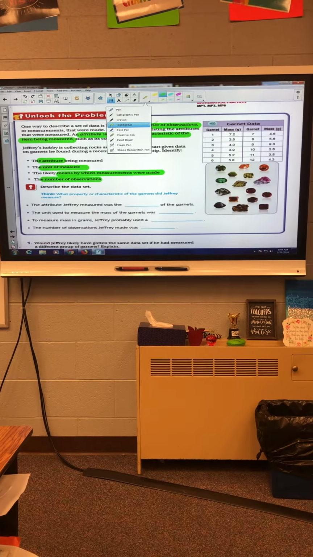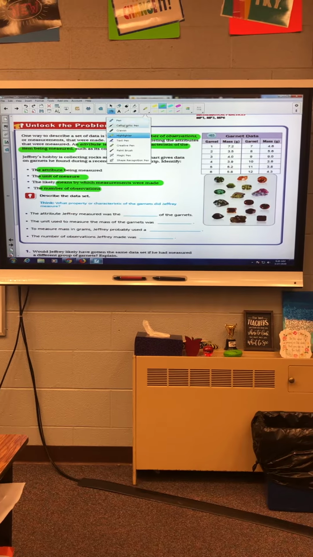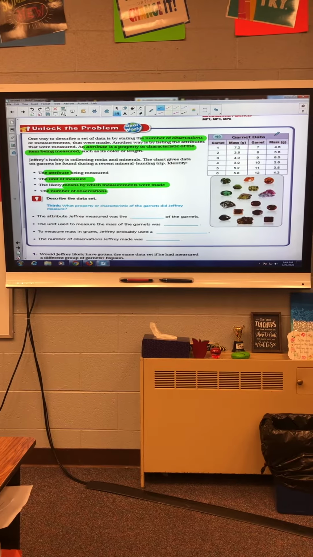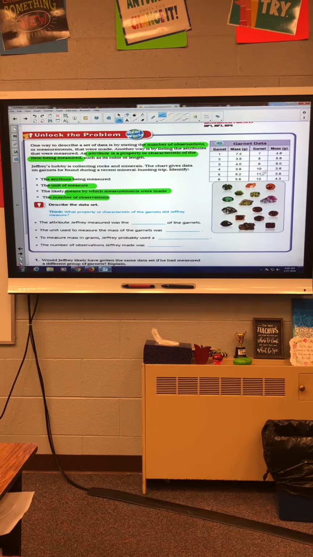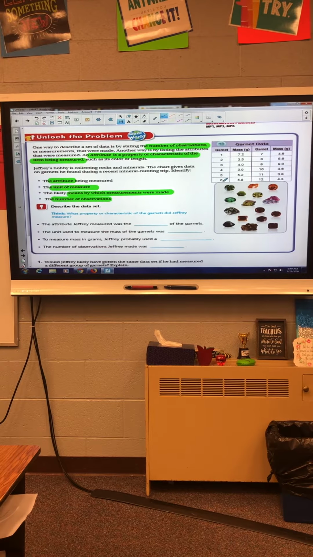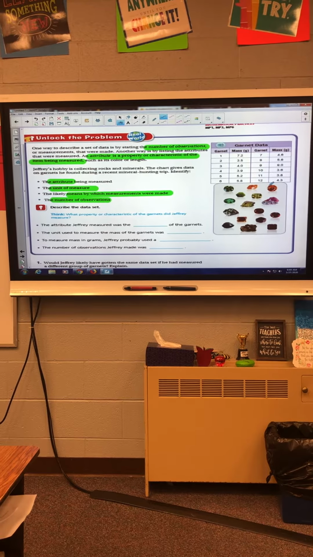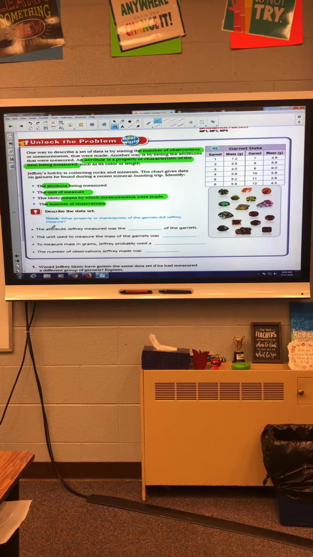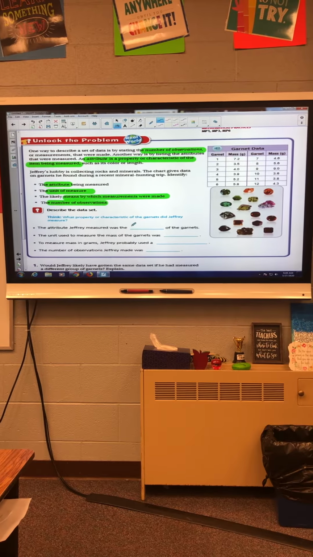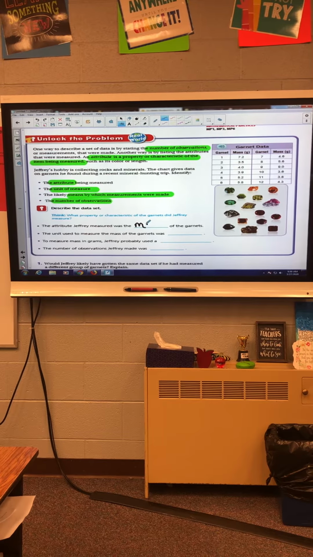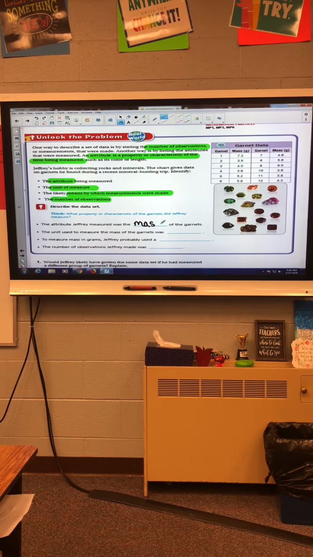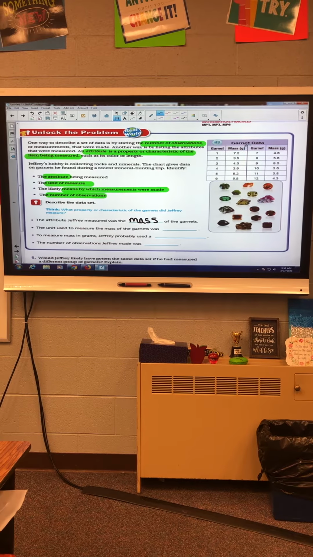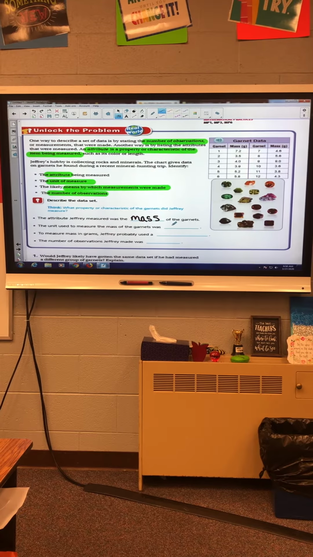So looking at our data set, somebody measured some garnets, okay? There were 12 observations, okay? Garnet 1 through 6 is here, garnet 1 through 12 is there, and they measured their mass or their weight. So the attribute measured was the weight, or we'll say mass because that's what they have up there, the mass of each garnet. The unit used to measure the mass, well, they measured them in grams. So that is the unit.